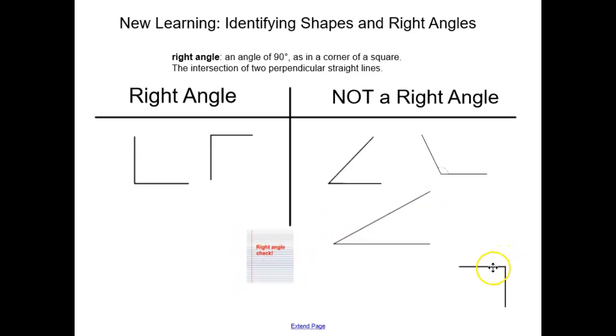What about this remaining angle? I'm going to let you sort it. Is it a right angle or not a right angle? You're exactly right. It is a right angle, and I'm going to use my check. Yes, it fits perfectly, just like the corner of a rectangle, boys and girls.